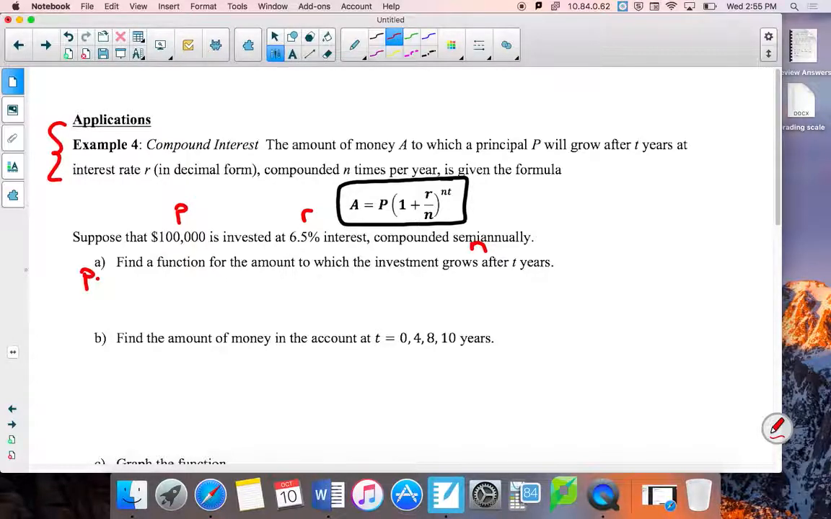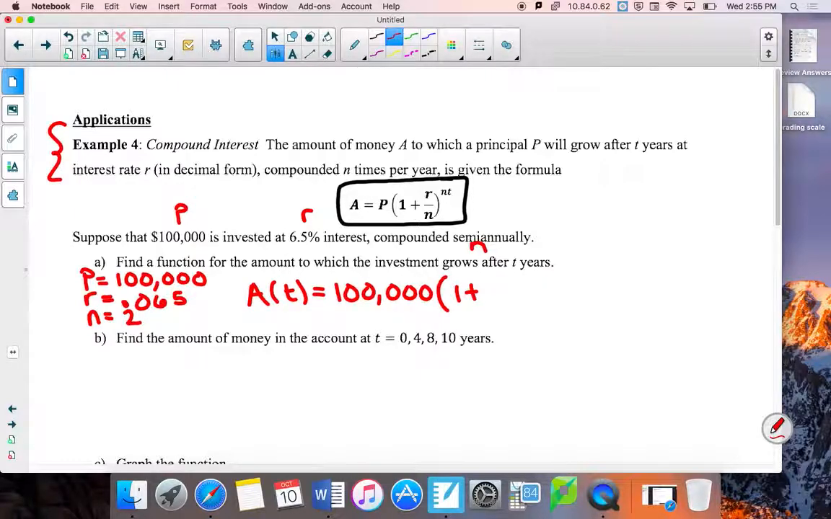So I know that P is $100,000. My rate as a decimal, take that decimal point two spots to the left, so 0.065. My N is going to be 2 because semi-annually happens twice a year. If it were quarterly, it would be 4. If it were annually, 1, etc. Okay, so let's go ahead and write an equation to model this. So A of T, because T we don't know, is going to equal my principal times 1 plus my rate, which was 0.065, divided by 2 raised to the 2t power.